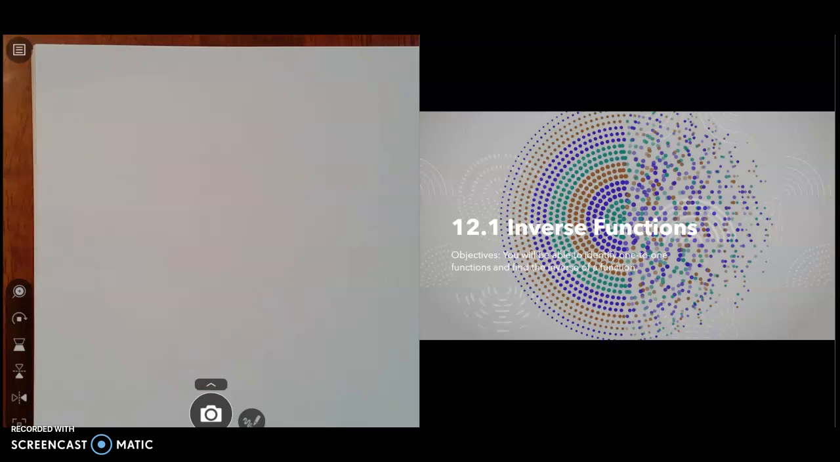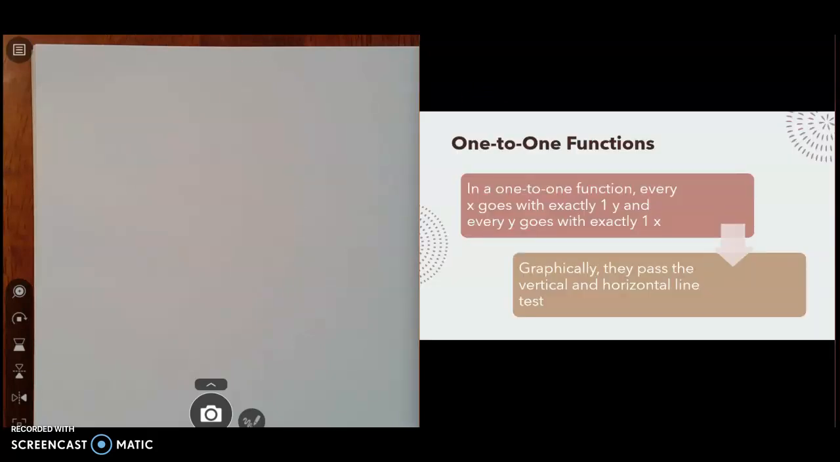Hi, welcome to section 12.1, inverse functions. Hopefully by the end of this you all will be able to identify one-to-one functions and find the inverse of a function. So let's talk about one-to-one functions.